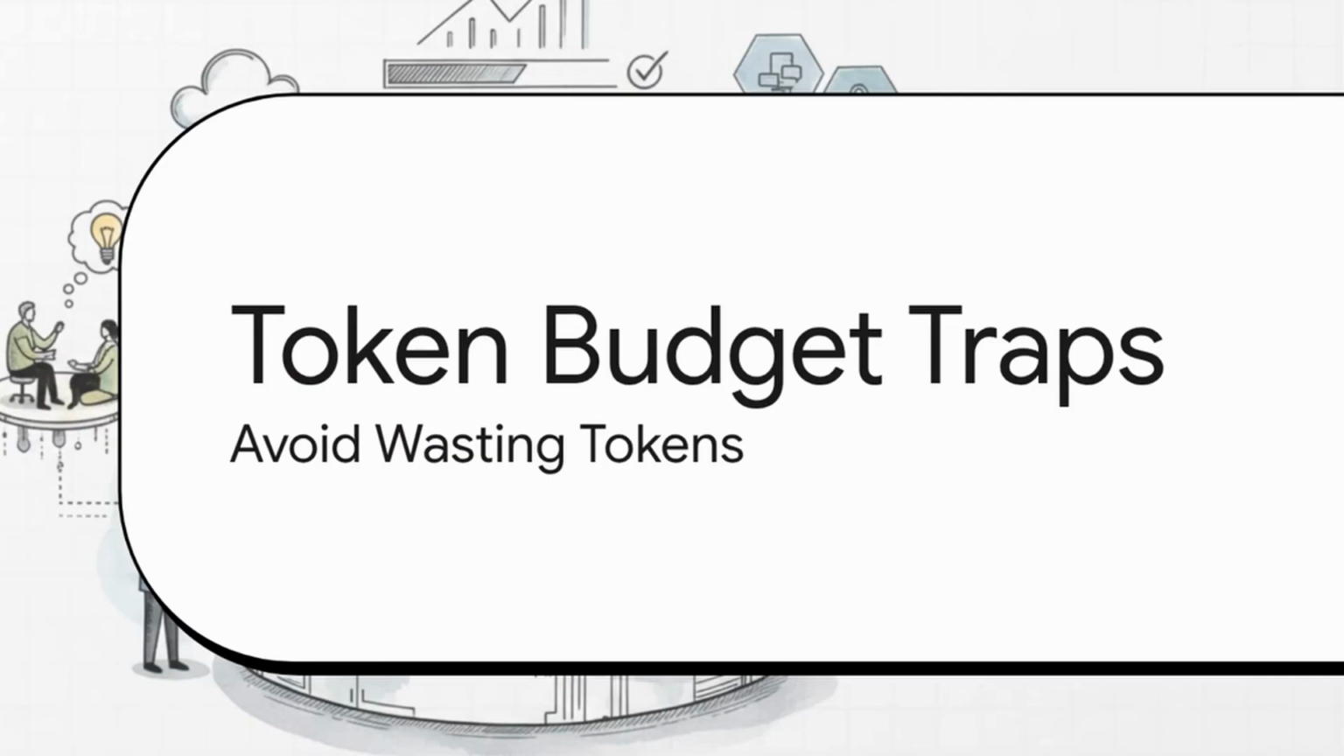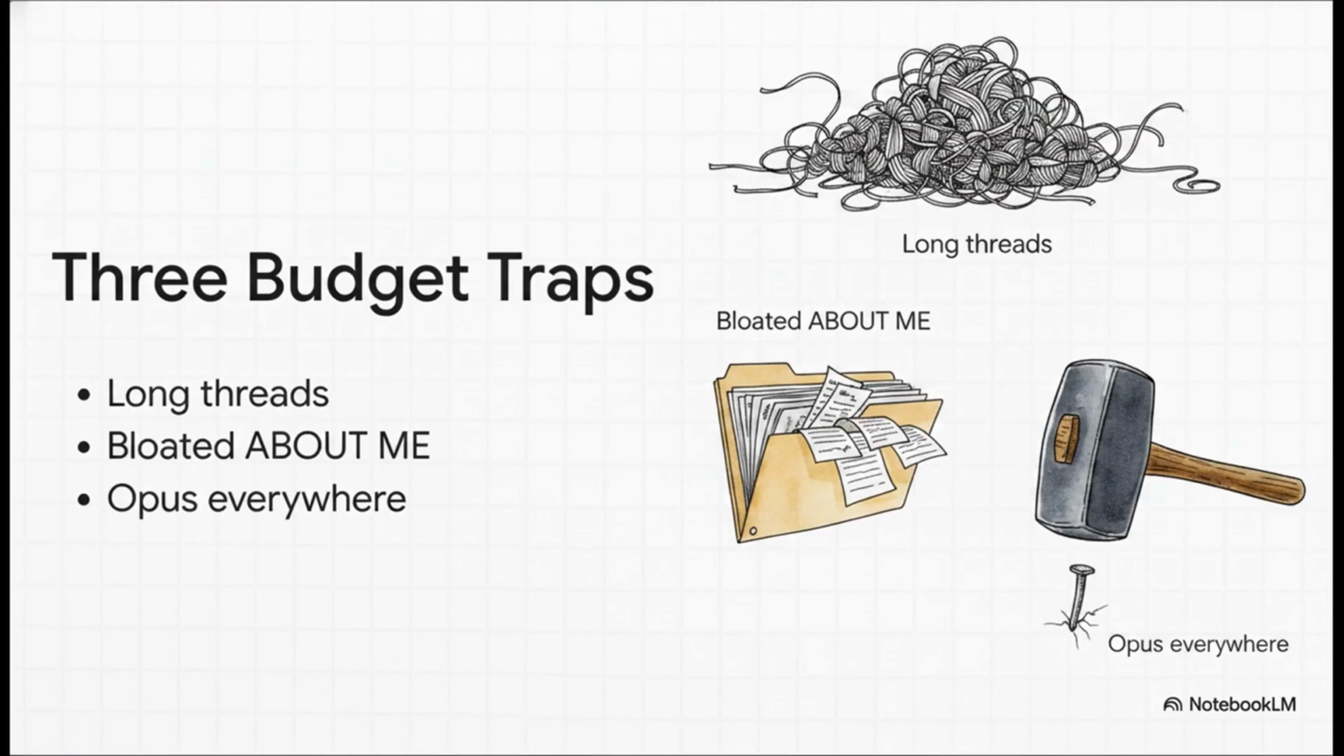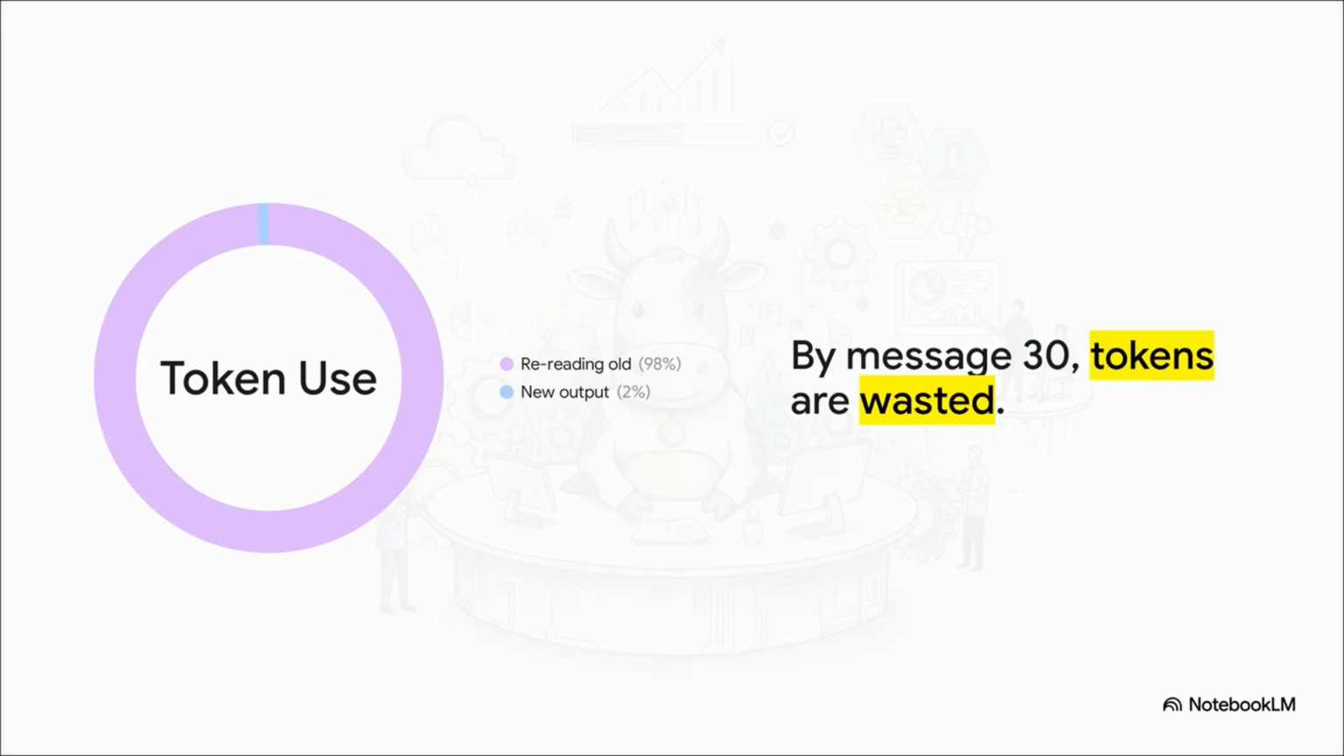Finally, we need to cover the 3 token budget traps. There are 3 really common habits that will drain your daily token budget incredibly fast. And honestly, they don't even give you better results. Trap number 1, long threads. Listen to this. Every single new message forces Claude to reread the entire conversation from the very top. By the time you hit message 30, a staggering 98.5% of your token budget is being completely wasted just rereading old messages. Only 1.5% goes toward actually doing the new work you asked for.